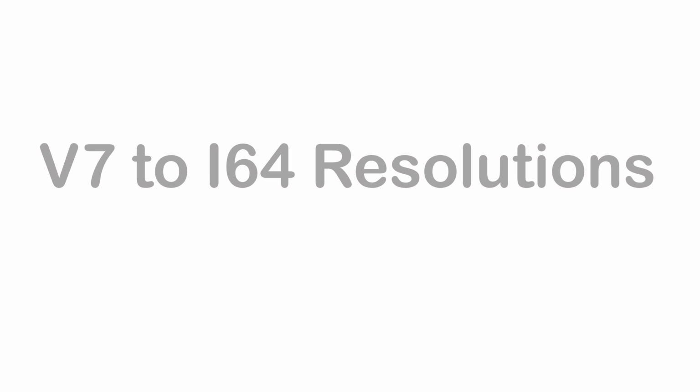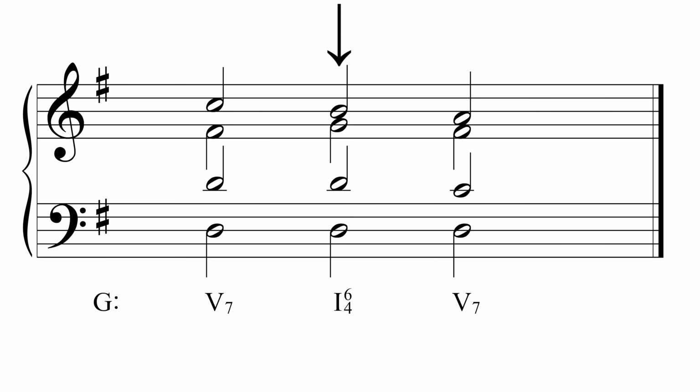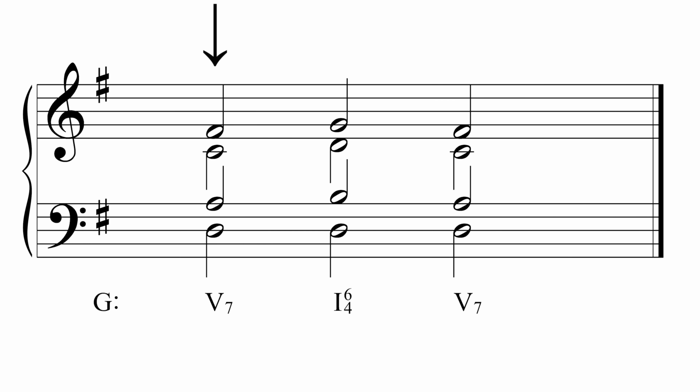5/7-1/6/4 resolutions. An incomplete 5/7 can resolve to a 1/6/4 chord without any problems. 1/6/4 then goes on to another 5 or 5/7 chord as usual. A complete 5/7 can resolve to a 1/6/4 chord if all 3 upper voices step up. This is usually done with the 7th in the middle voice.